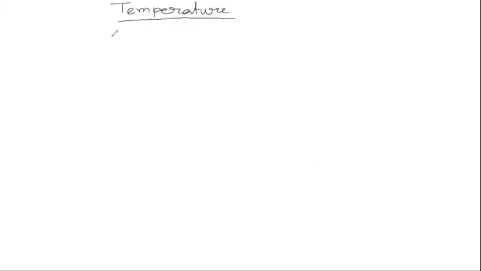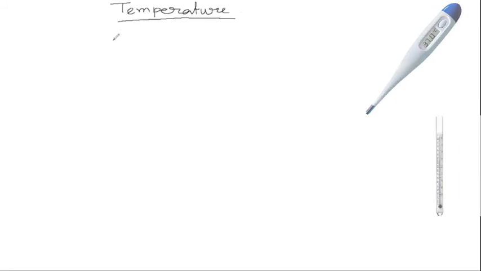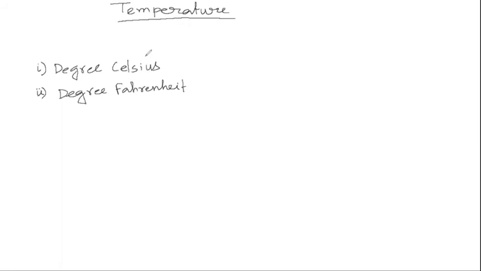Next topic: temperature. First, what is temperature? Temperature is the measurement of how cold or hot an object or a place is. And we use a thermometer to measure the temperature of an object or a place. This is a thermometer. There are two different units: degree Celsius and degree Fahrenheit. Here you will learn conversion of temperature from the degree Celsius scale to the degree Fahrenheit scale and from degree Fahrenheit to degree Celsius.